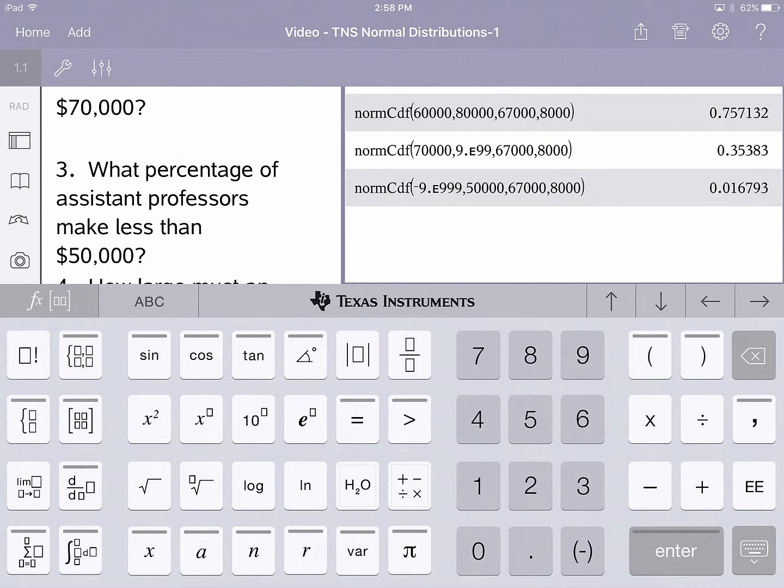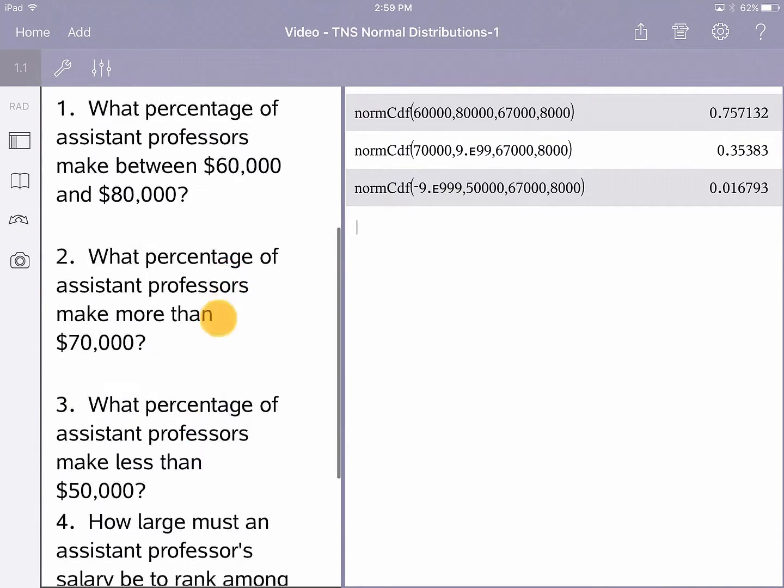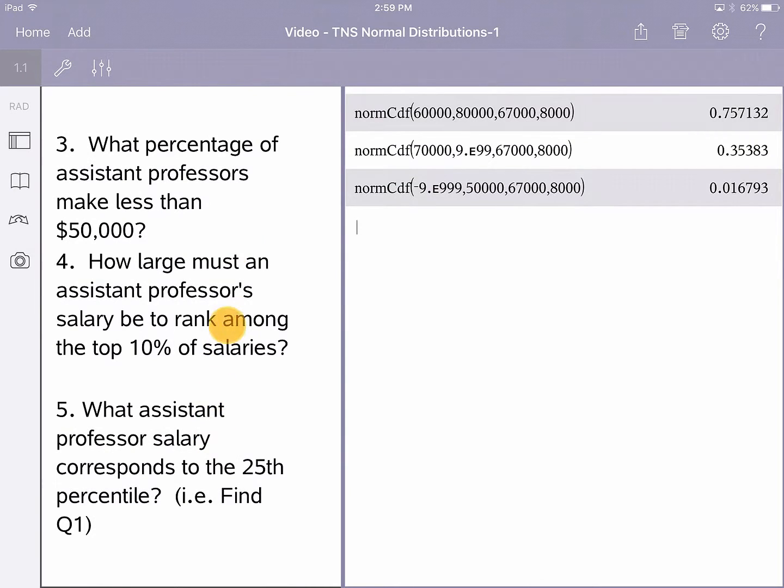So roughly 1.7% of assistant professors will make below $50,000, usually first-year professors. Okay? If we then go to question number 4, notice things change a little bit here.